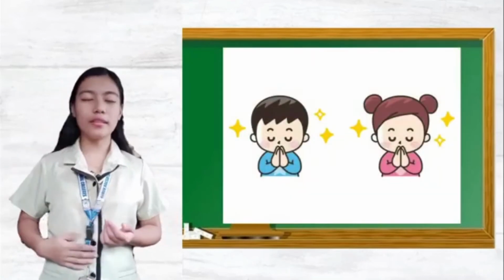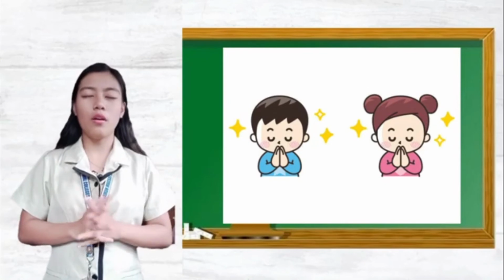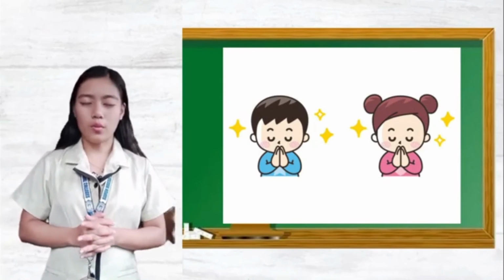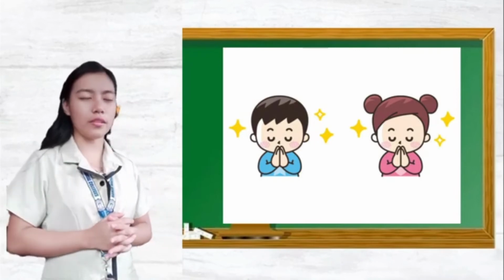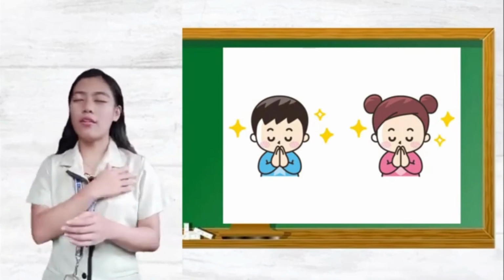In the name of the Father, the Son, and the Holy Spirit. Amen. Our Father, who art in heaven, hallowed be thy name. Thy kingdom come, thy will be done on earth as it is in heaven. Father, the Son, and the Holy Spirit.